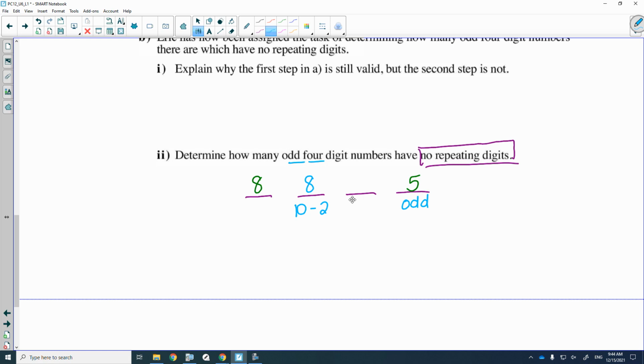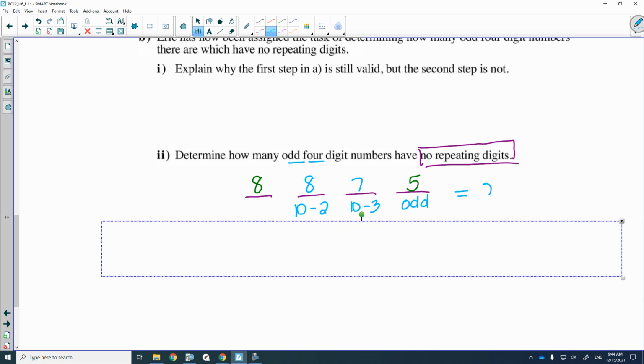For this third stage, again, there are 10 digits total, minus, they don't want any repeats. I've placed 1, 2, 3 numbers. So I've got 7 remaining numbers to choose from for that spot. If you multiply that together, you are going to get 2,240 different possible odd 4-digit numbers that have no repeats.